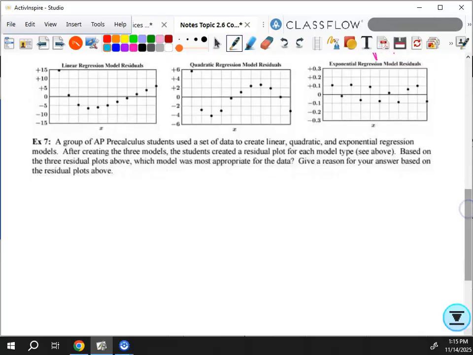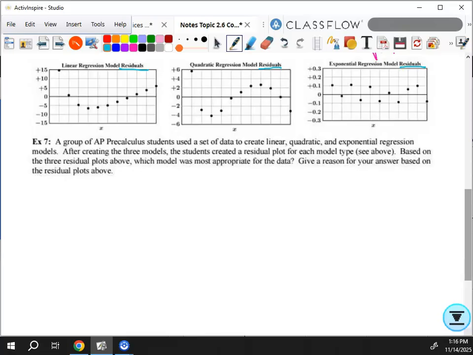and exponential regression models. After creating the 3 models, the students created a residual plot for each type. So all 3 of these are residual plots. There's no data plots there. Based on the 3 residual plots above, which model was most appropriate for the data? Give a reason for your answer based on the residual plots above.